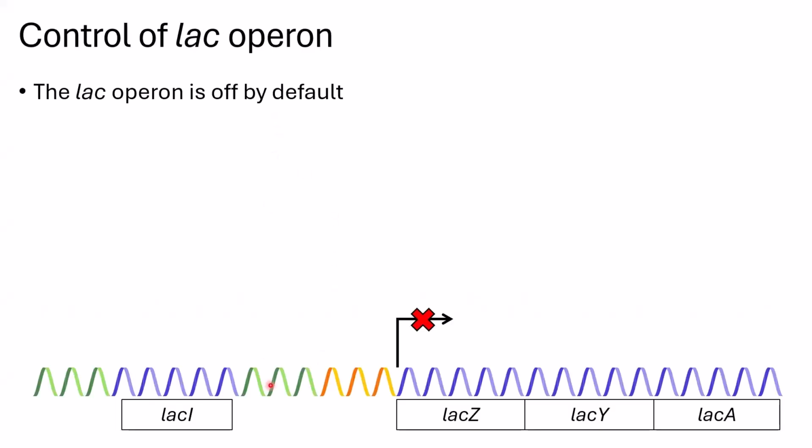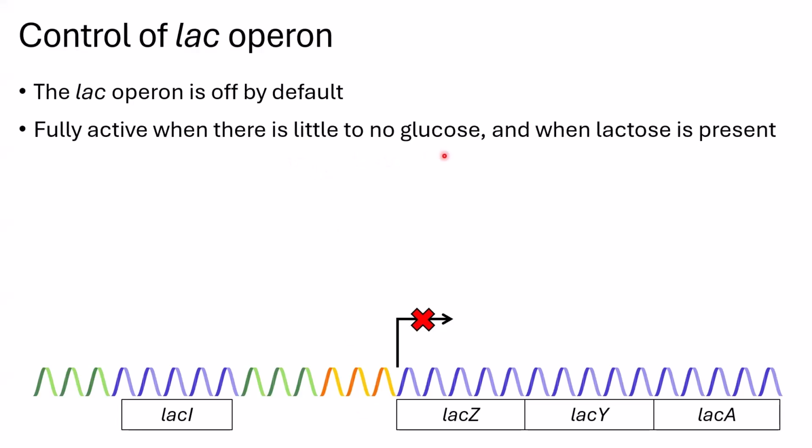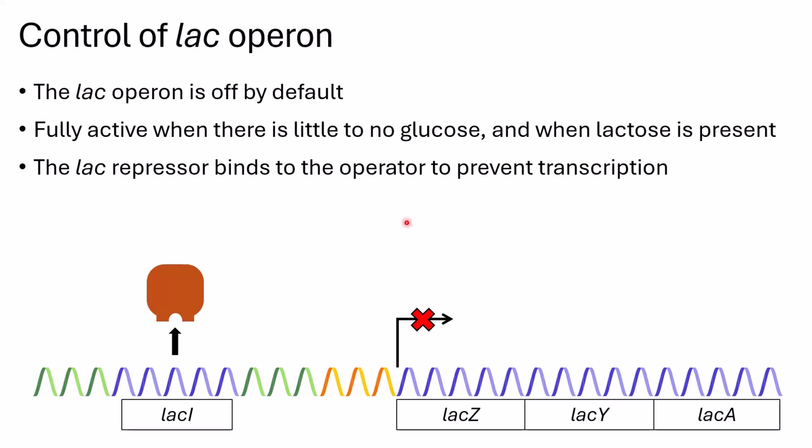By default, the lac operon is off, although there is usually a very low amount of transcription. The lac operon will only be fully active when there is little to no glucose available in the environment, and when there is lactose available. After all, there is no point in dedicating energy to making proteins for a non-preferred nutrient if the preferred nutrient glucose is available, and also no point if there is no lactose to process. The lac operon is kept off by the lac repressor, made by the LAC-I gene, binding to the operator.